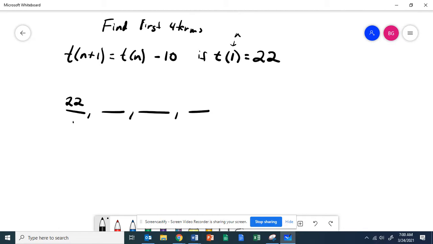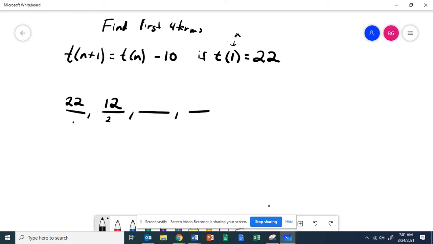Now, the nice thing is, remember about recursive is it says next equals now plus or operation, then whatever you need to do. Well, if we're at 22 now, how do we get to the next term? And that's what this recursive equation does. Well, if I'm at 22 now, to get to the next one, I need to minus 10 from my 22. So minusing 10 from my 22 would get me 12 for the second term, which is t of 2, and so on and so forth.